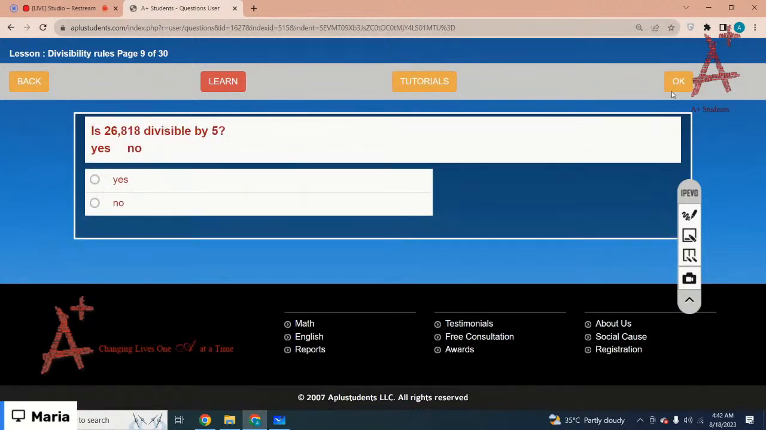The next one is: is 26,818 divisible by 5, which is the correct option? The correct option is no.